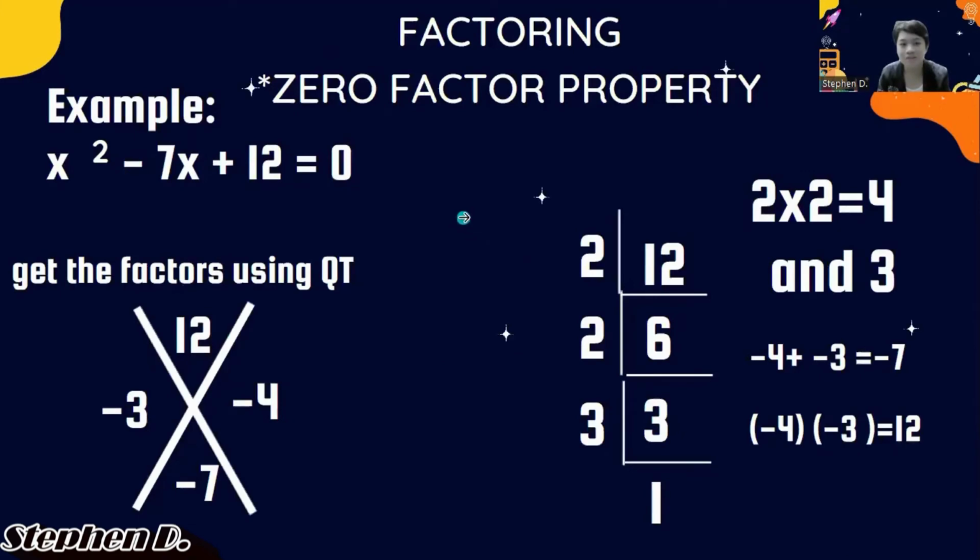So here's an example of the zero factor property. x squared minus 7x plus 12 is equal to 0. So first we get the factors using QT. Again, we talked about that, the x factor, and then two factors that multiply will give us 12, and when we add will give us negative 7. So again, use the ladder method, and our factors are negative 3 and negative 4.